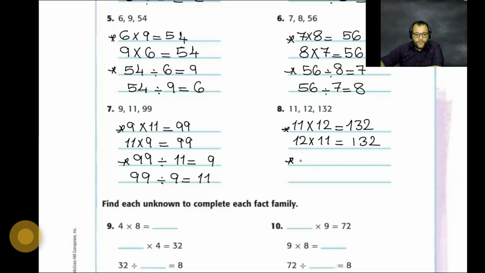And 132 divided by 12 equals what? Equals 11. And 132 divided by 11 equals 12, and that's the answer. Okay. I'll mute myself.